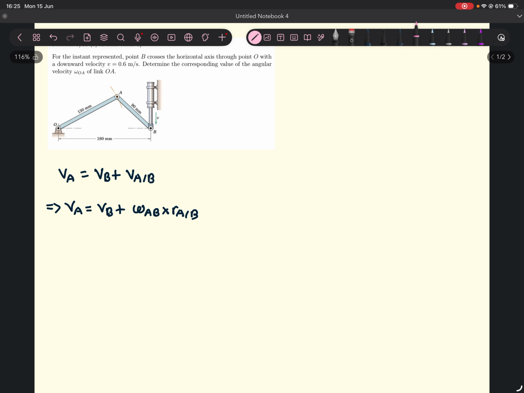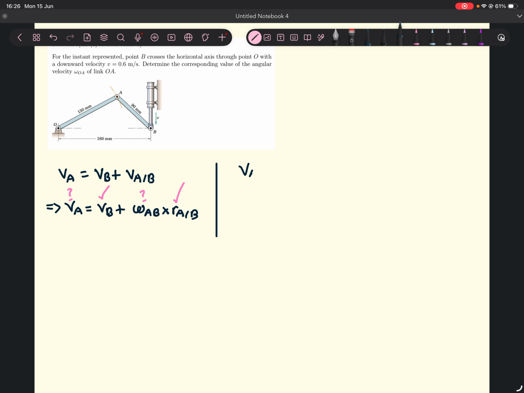So we can start checking our unknowns and see how much information we have to solve this problem. We know this, we don't know that, and this is what we're trying to solve for. So we have two unknowns, one equation. So okay, let's go look at the other link, link AO, because we can write an equation for VA in terms of O, and then see if we can relate the two somehow.